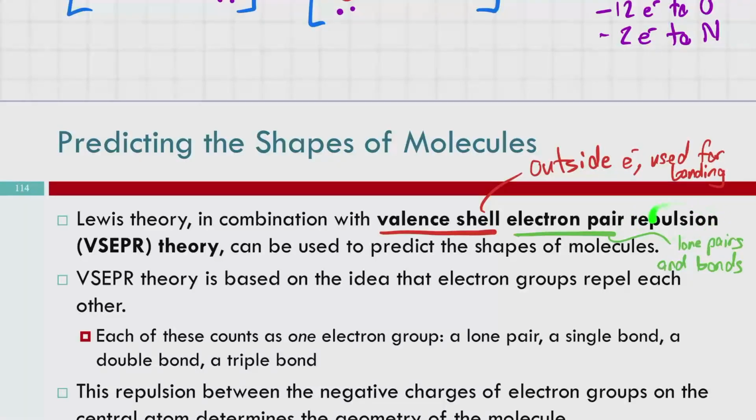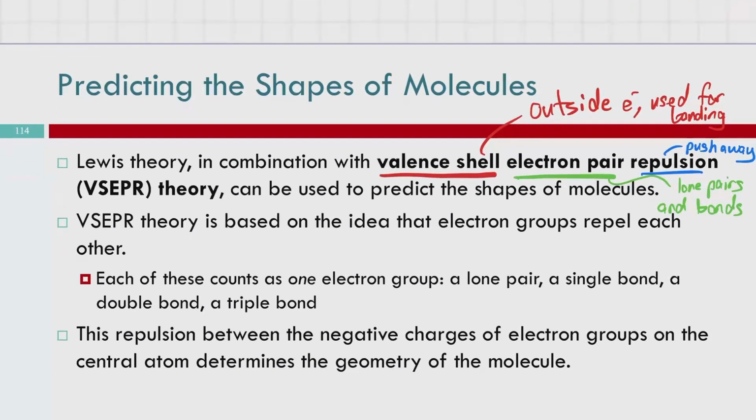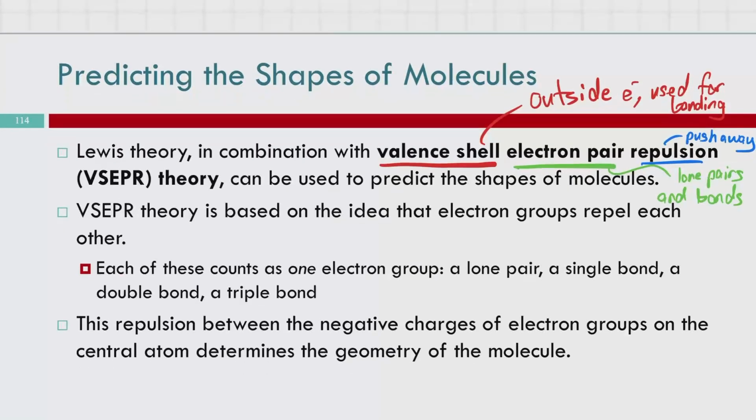And repulsion just meaning that they push each other away, or repel. So we've just described what the entirety of the theory is, in essence. Our outside electrons, the ones that we use for bonding, and the lone pairs that are made up of those electrons, push each other away. That's all that valence shell electron pair repulsion theory, or VSEPR theory, is. And we can use this to predict the shape of molecules.